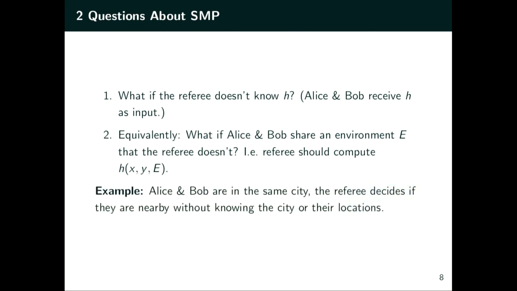An example here is, let's say Alice and Bob are both in the same city, and the referee needs to decide if they're close together, but doesn't get to know Alice's location or Bob's location, and doesn't even get to know which city they're in. So what's the map of the city?